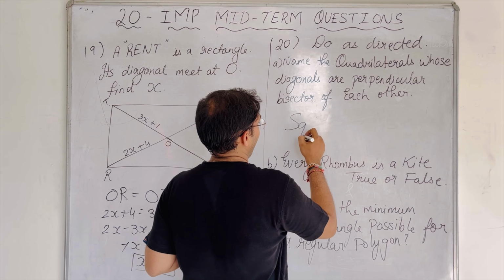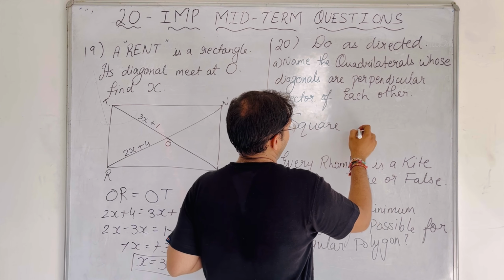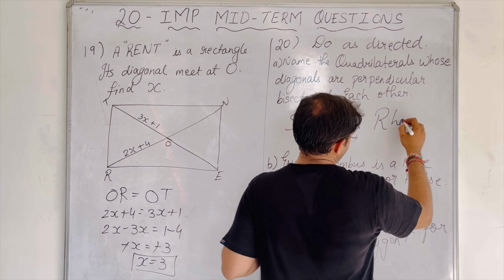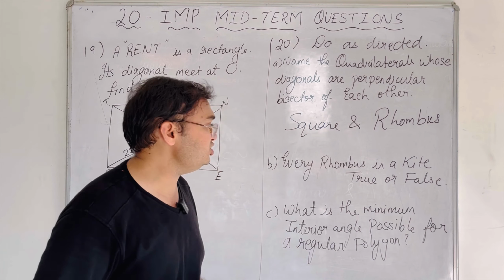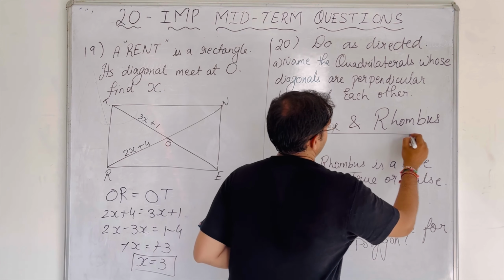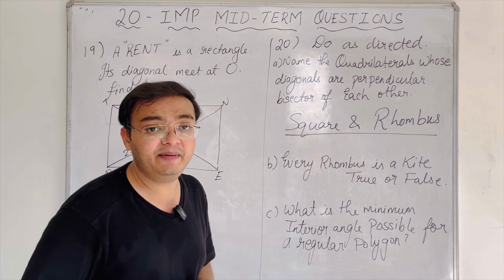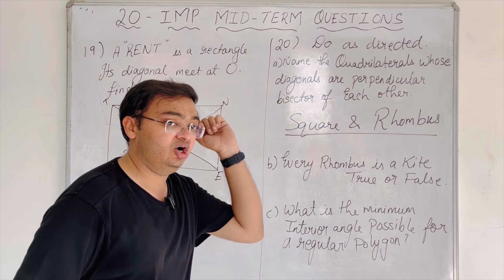First of all is the square, where all four sides are the same, and the next is the rhombus. In a rhombus also all four sides are the same. So in a square and a rhombus, the diagonals are perpendicular bisectors of each other.